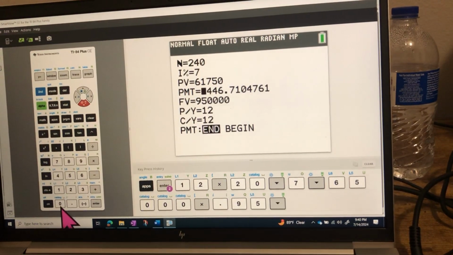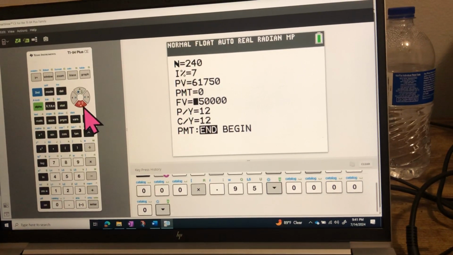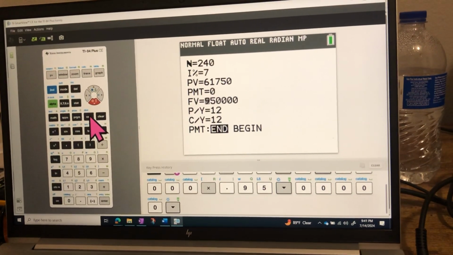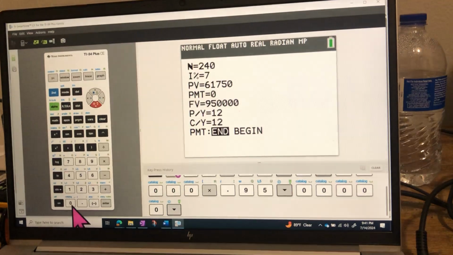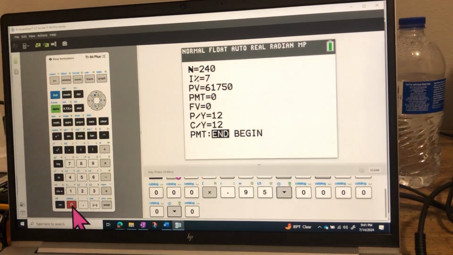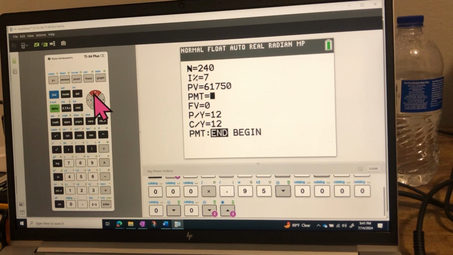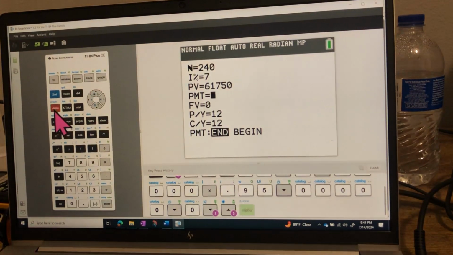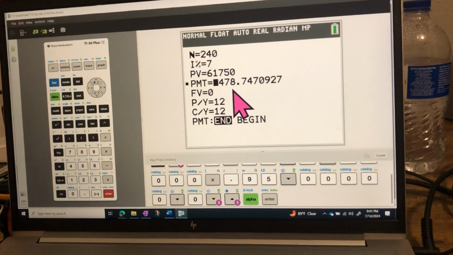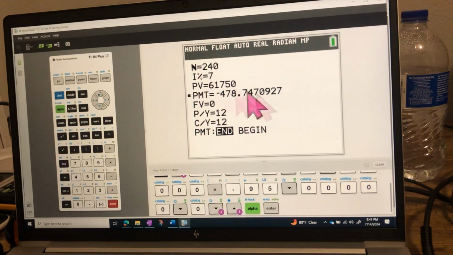Monthly payment is the number we're trying to figure out, so I'm going to put zero to hold the place. Future value: you plan to pay back your loan in 20 years, so the future value of the loan is going to be 0. In 20 years, you want to owe nothing. P per Y and C per Y are both 12. Now let's go back to payment, solve payment, alpha, enter. So if you choose the 20-year 7% fixed option, every month you need to pay that much money.